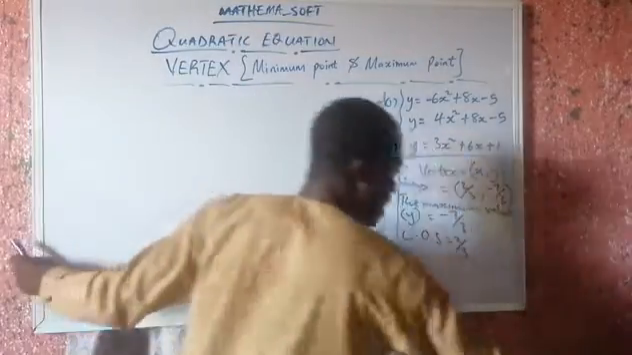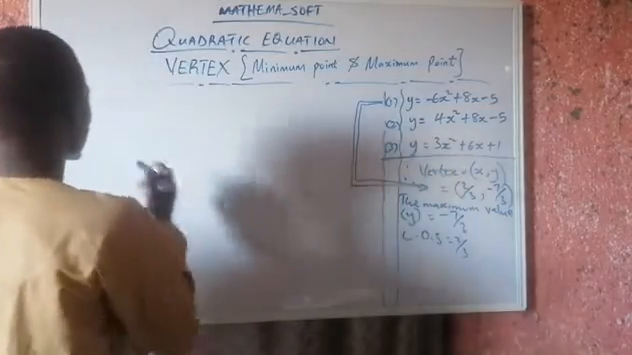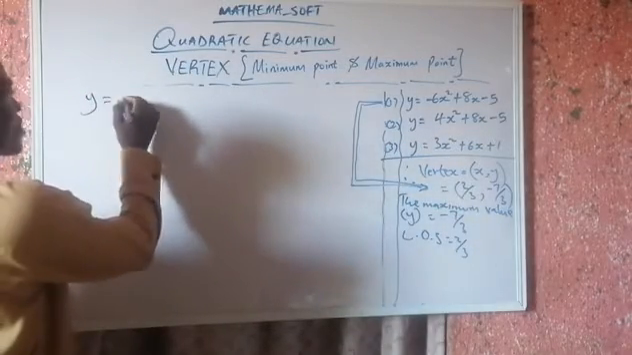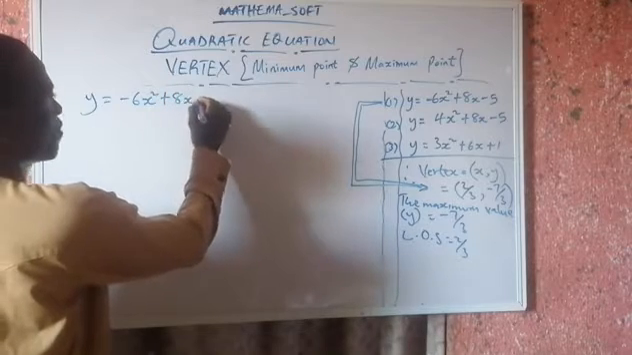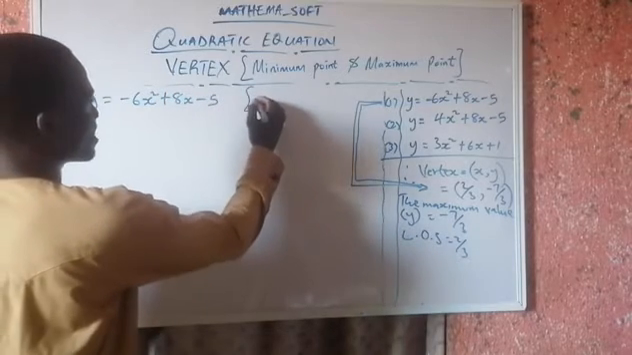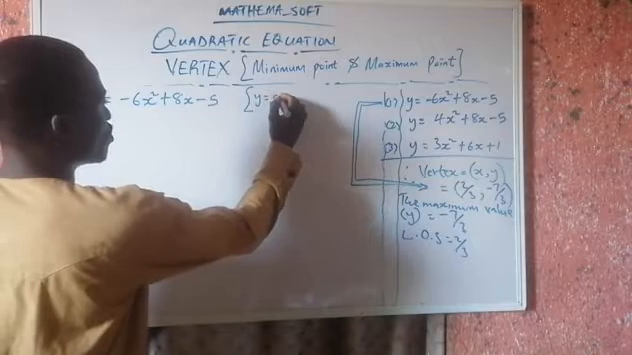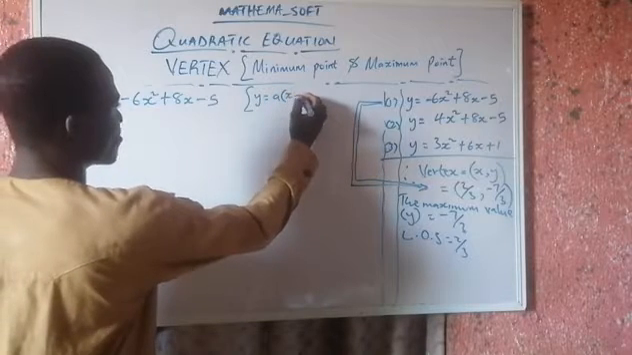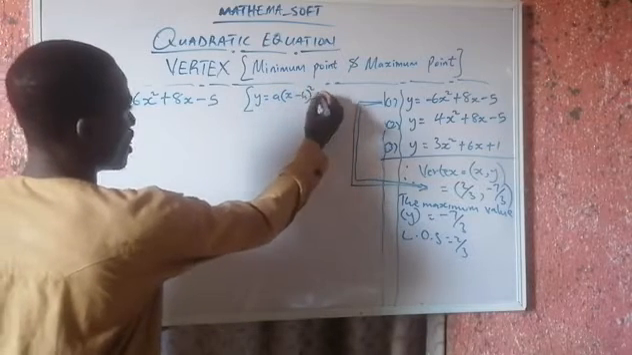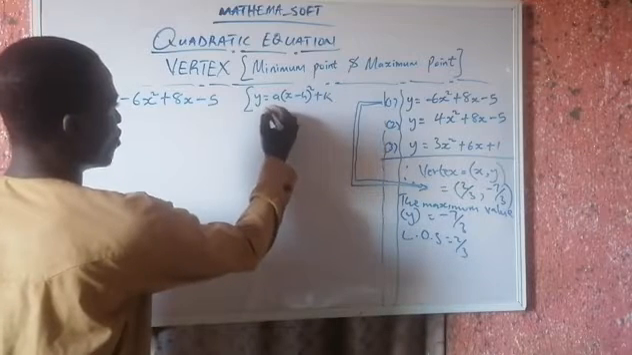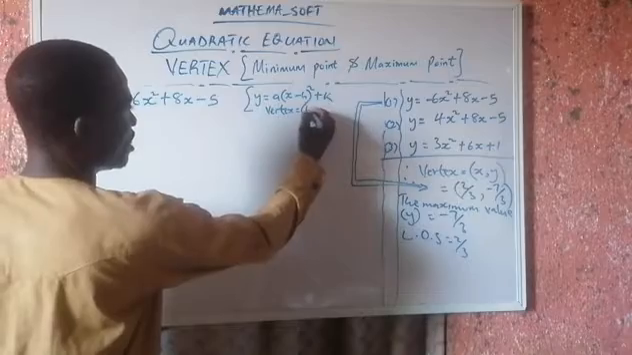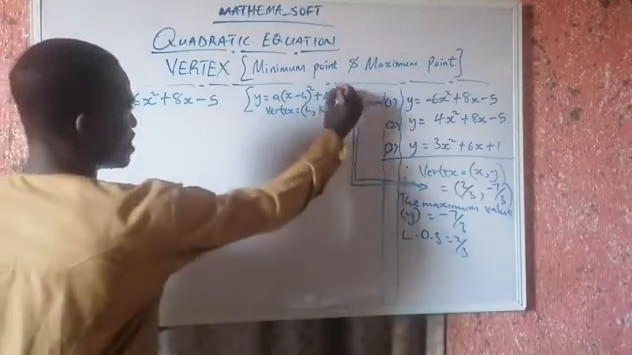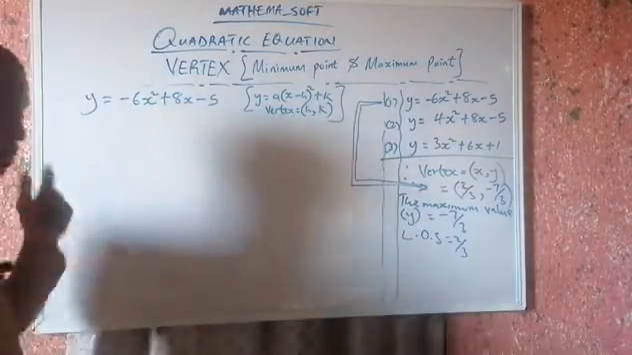So our focus here is to rewrite y equals minus 6x squared plus 8x minus 5. We want to write it in the form y equals a bracket x minus h squared plus k, such that our vertex will now be h comma k. So this is the focus of what we're about to do.